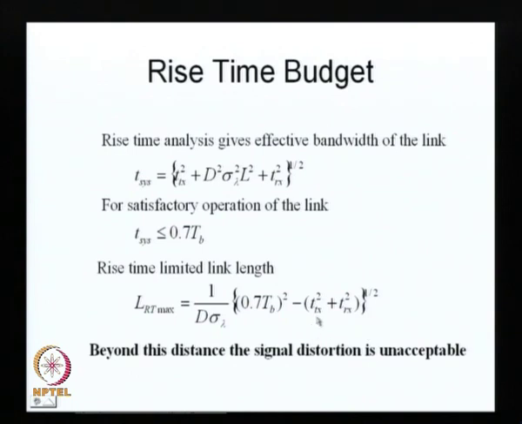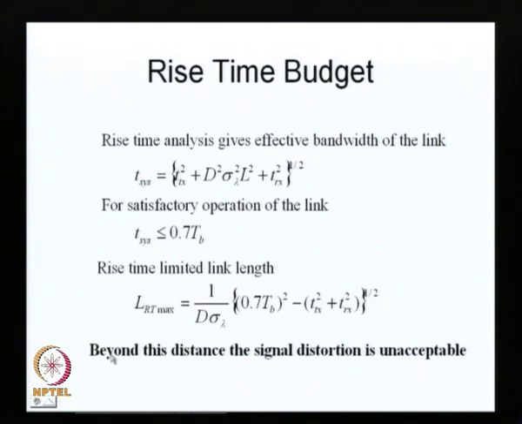Now in this also, generally the transmitter rise time is much much smaller compared to the receiver rise time. The receivers essentially have a bandwidth which is much narrower compared to the transmitter, especially if you are using DFB lasers and that kind of thing. So normally this is the quantity which is very small compared to the receiver rise time. Nevertheless, once you have these quantities with us, then we can calculate what is the maximum possible length over which the system rise time will remain less than 0.7 of the bit duration.